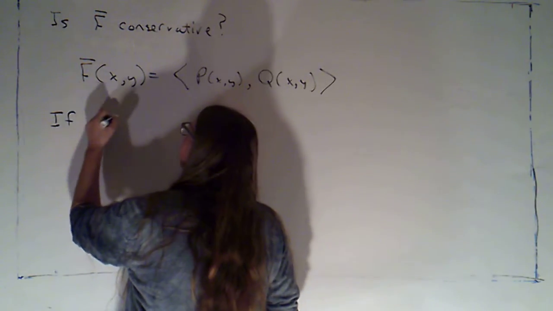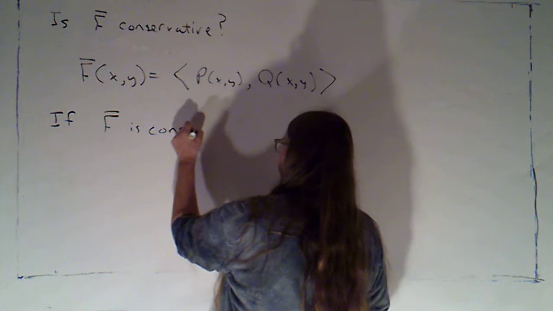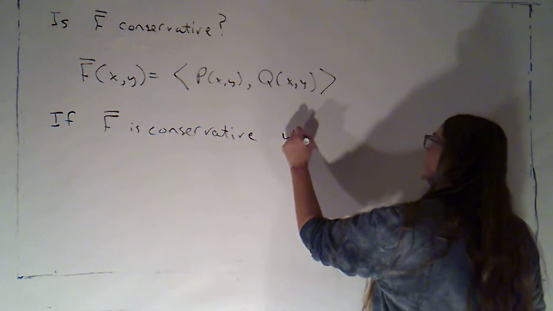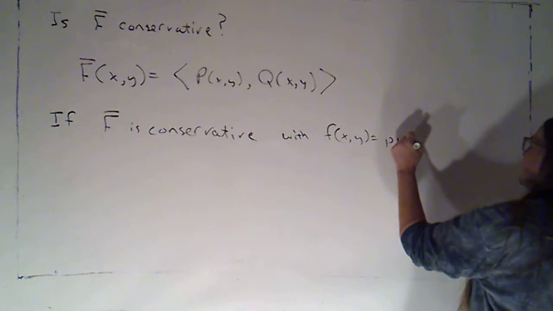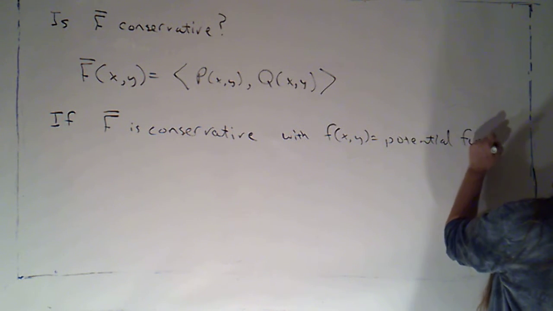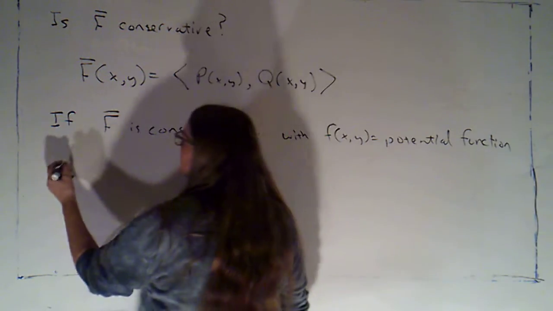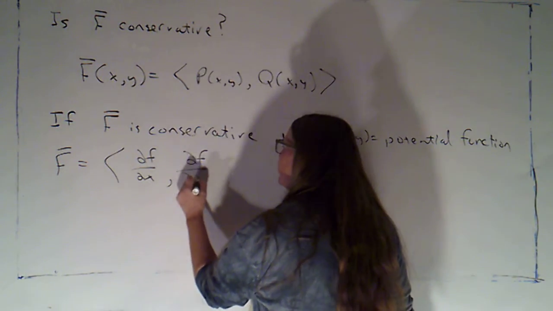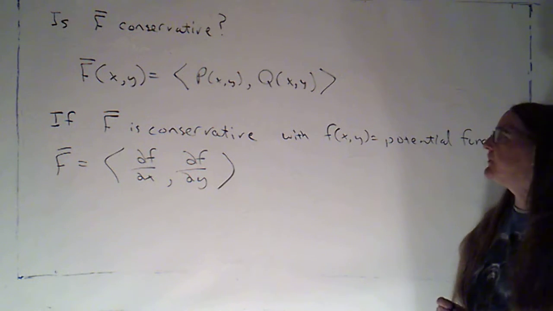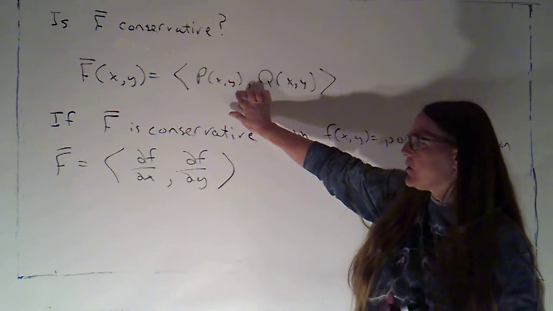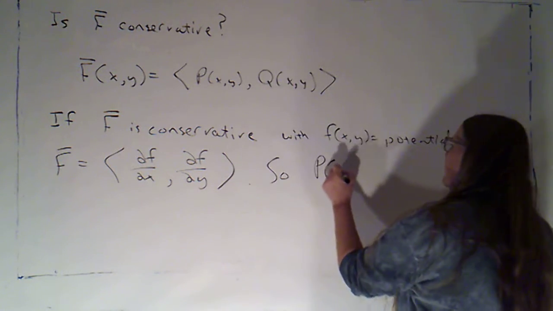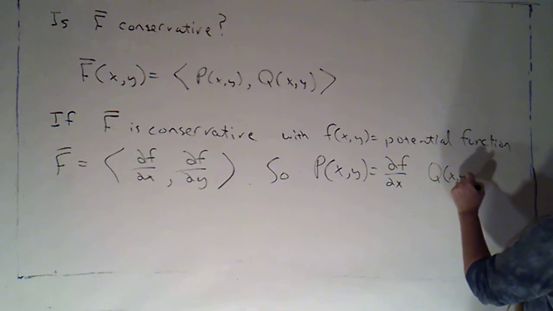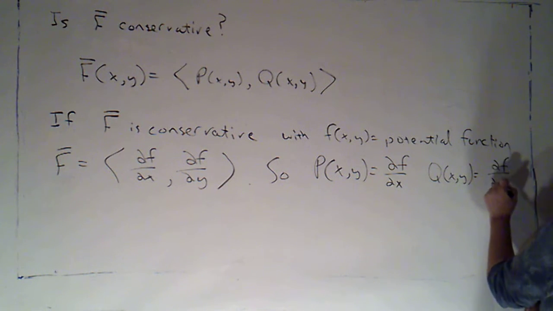So if F is conservative, then I know that there's a potential function. So with f of xy equaling its potential function, then I would know that F was actually the partial of f with respect to x, comma, the partial of f with respect to y, because it would be the gradient of that potential function f. But I've already given names to those things, so that would mean that P of xy was the partial of f with respect to x, and Q of xy was the partial of f with respect to y.